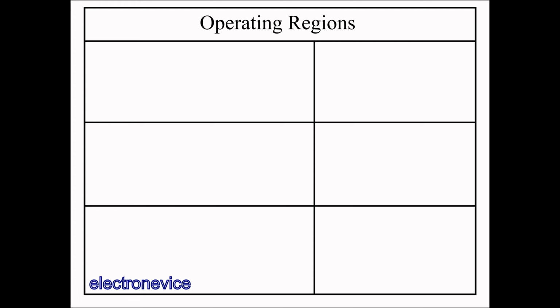In each of these regions, the transistor exhibits different behavior. So before we start analyzing any circuit with a BJT in it, the first step is to identify the operating region so we can apply the appropriate formulae.